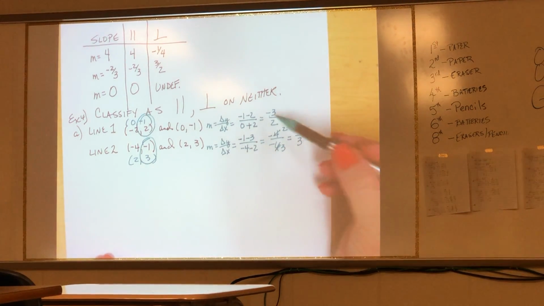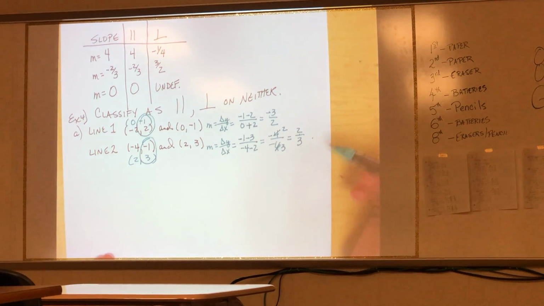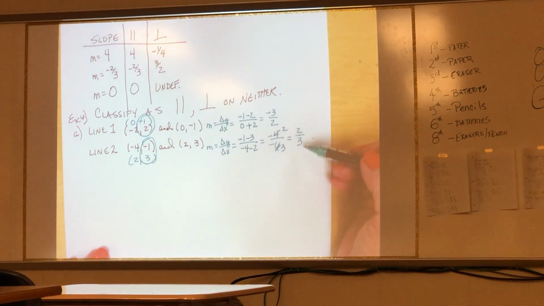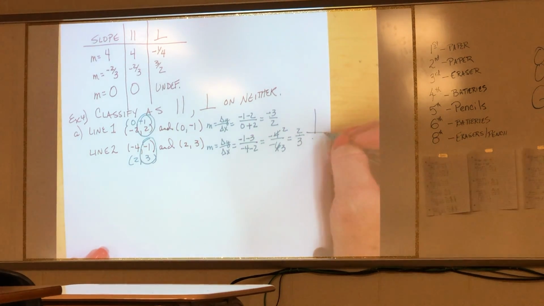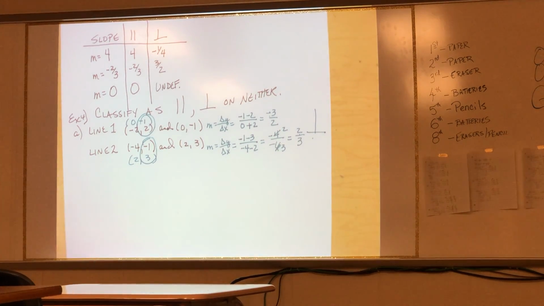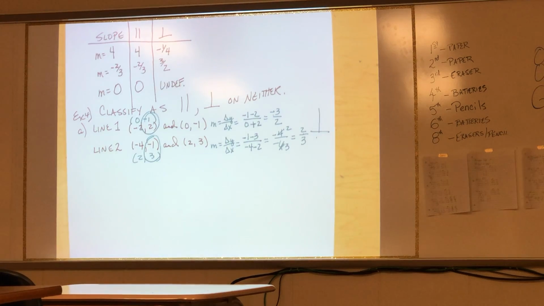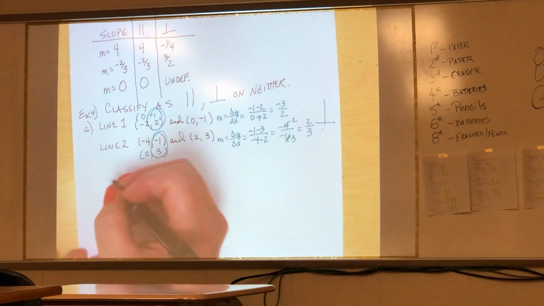So, what are these? Perpendicular. They're opposites, and this is 3/2 and this is 2/3. Opposite reciprocals. My lines are perpendicular. Anybody got a question? Is this hard? No. Okay, so let's do another one.